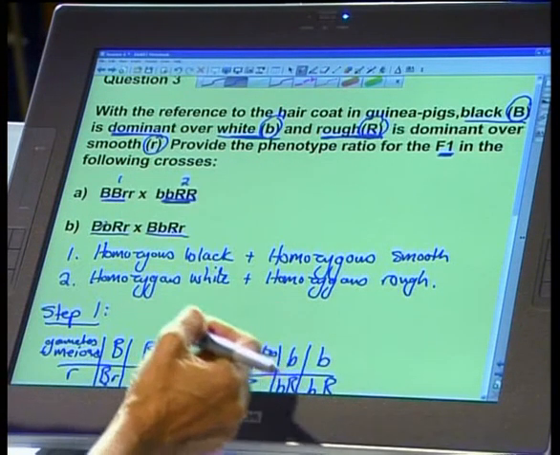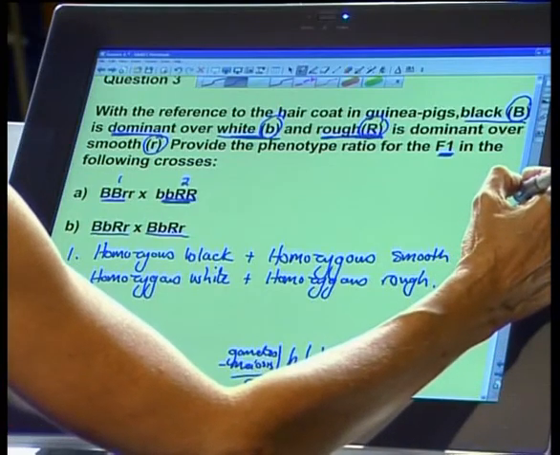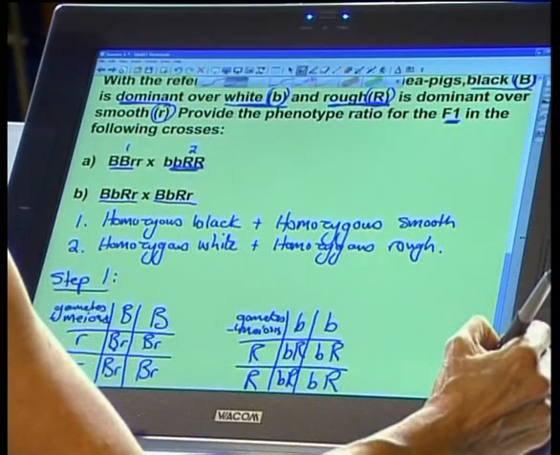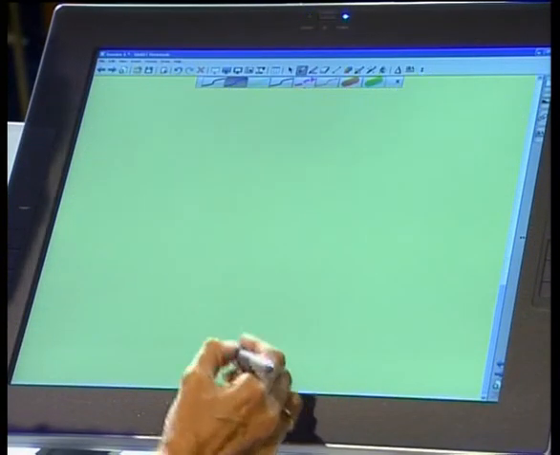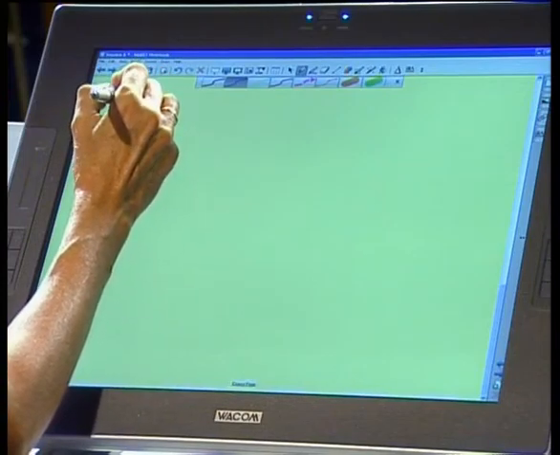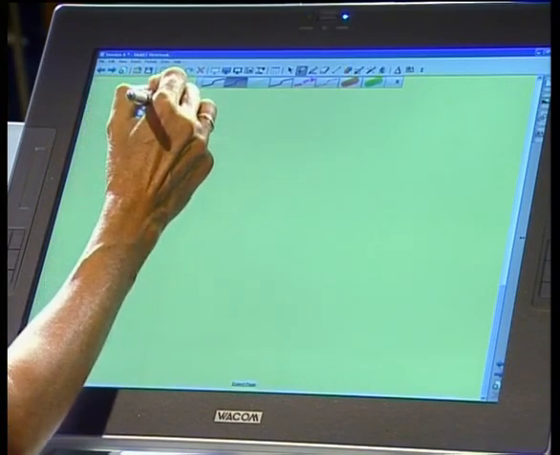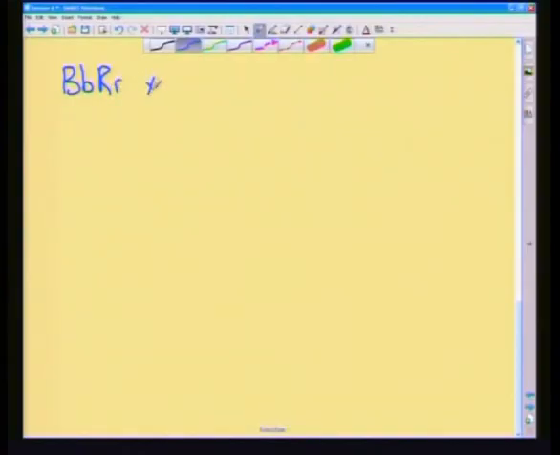So we now go all the way to a new page, or let's just do it on here. We're going to have our combination, capital B, capital R, small r, times capital B, capital R, small r. These are our two organisms. There is the female and the male, or the other way around. Parent 1, parent 2. Step number 1, first step, step one, what are we going to do?